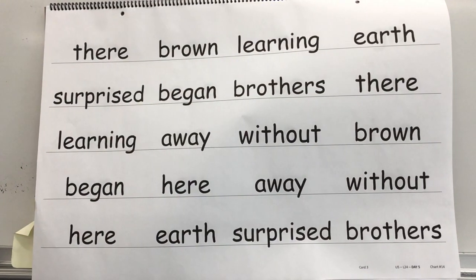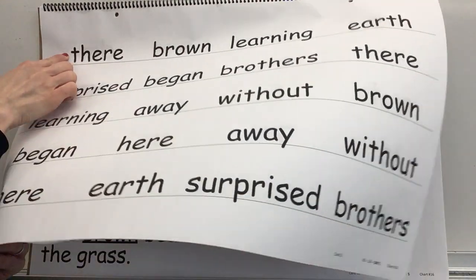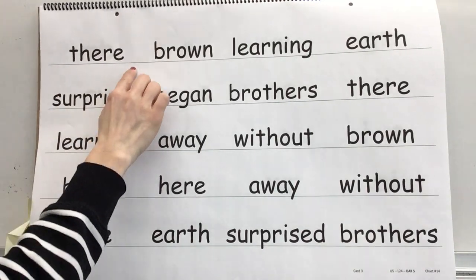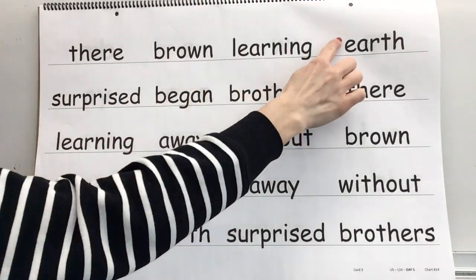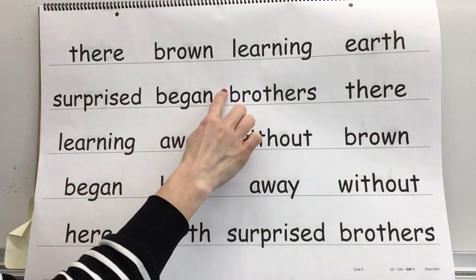You're going to practice reading some words. When my fingers to the left, think of the word in your head. When I slide under, tell me the word. Get ready. There. Brown. Learning. Earth. Surprised. Began.